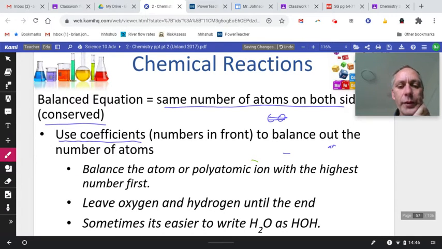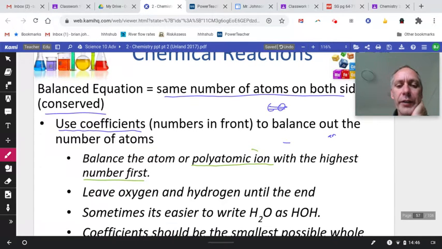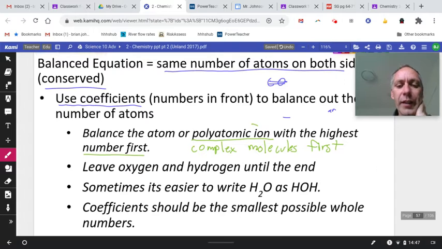Okay, some rules. If you have polyatomic ions, balance those first. Balance anything that has a large number of atoms or ions. So I always say complex molecules first. Get those ones balanced and out of the way, the atoms in the complex molecules, and then go to the individual elements last. And usually those are oxygen and hydrogen.